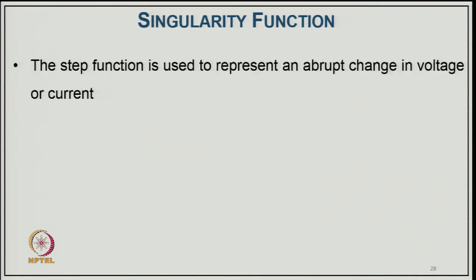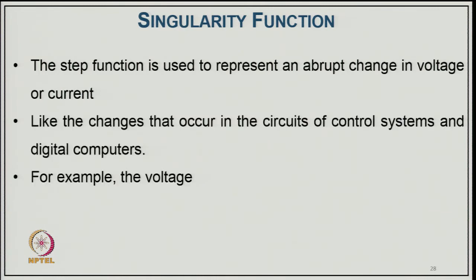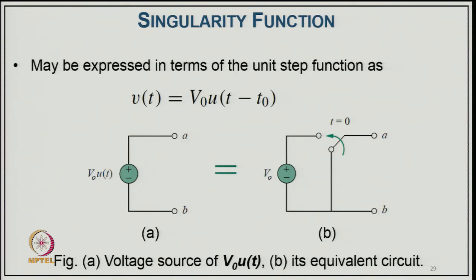Well, step function is used to represent an abrupt change in the voltage or current, like the changes that occur in the circuits of control systems and digital computers. For example, the voltage v(t) equal to 0 for t less than t0 and v equal to V0 for t greater than t0. It may be expressed in terms of the unit step function as v(t) equal to V0 u(t minus t0), as you can see the typical circuit here.